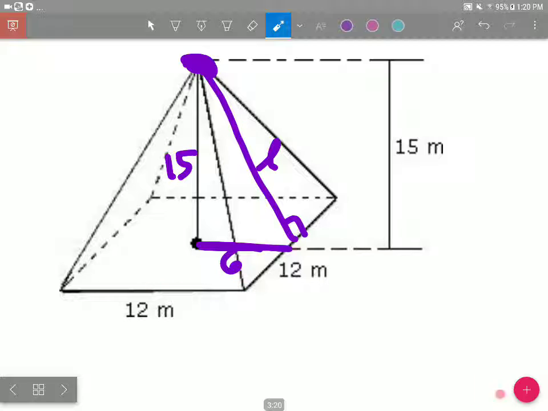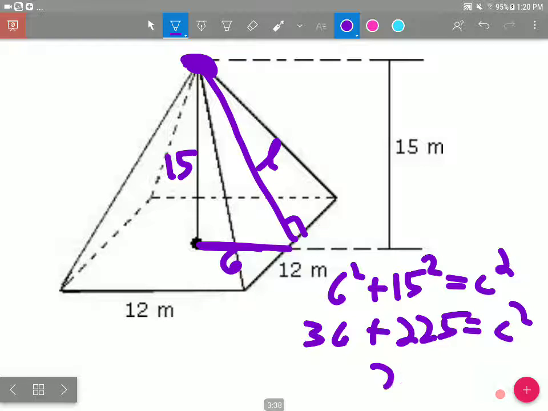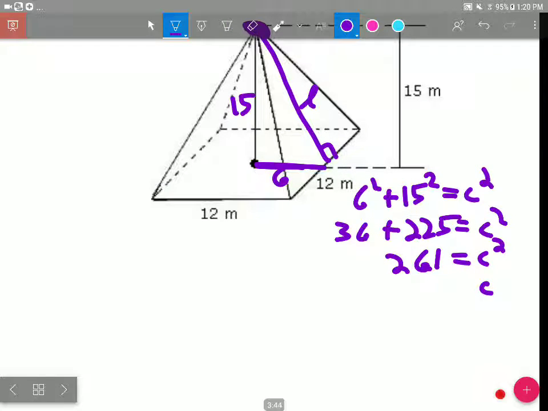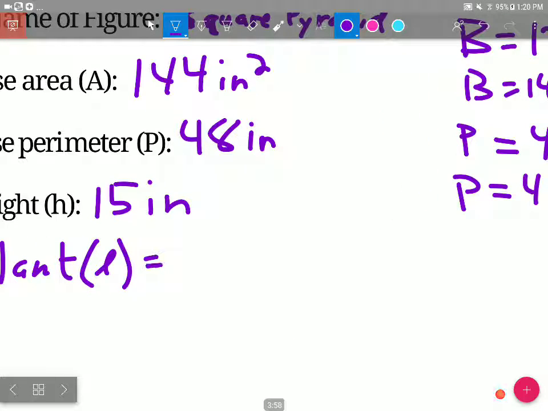All right, so just Pythagorean it out. 6 squared plus 15 squared equals C squared. That's 36 plus 225. That's 261. 225 plus 36, not times 36. 261 equals C squared. The square root of that is 16.155. All right, so your slant height is 16.16.